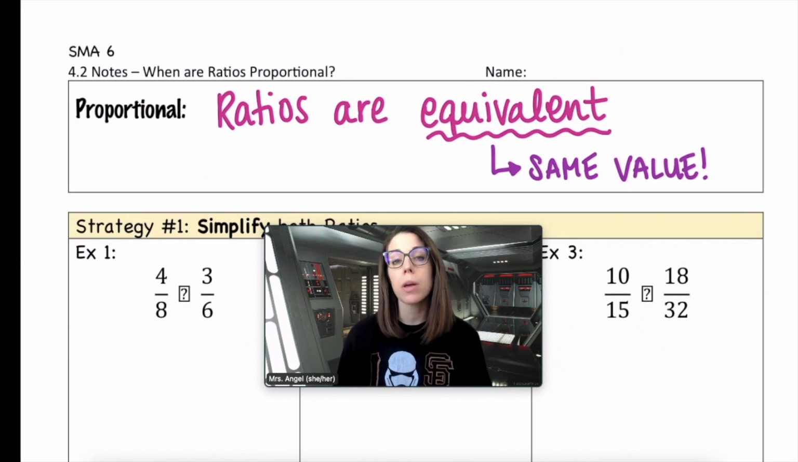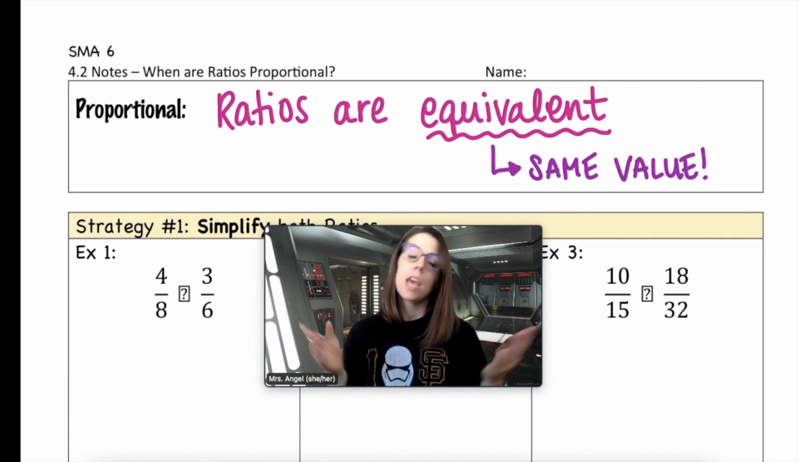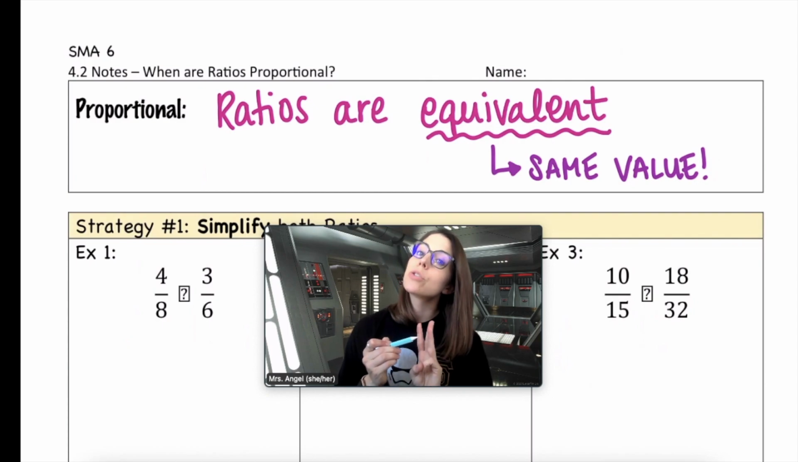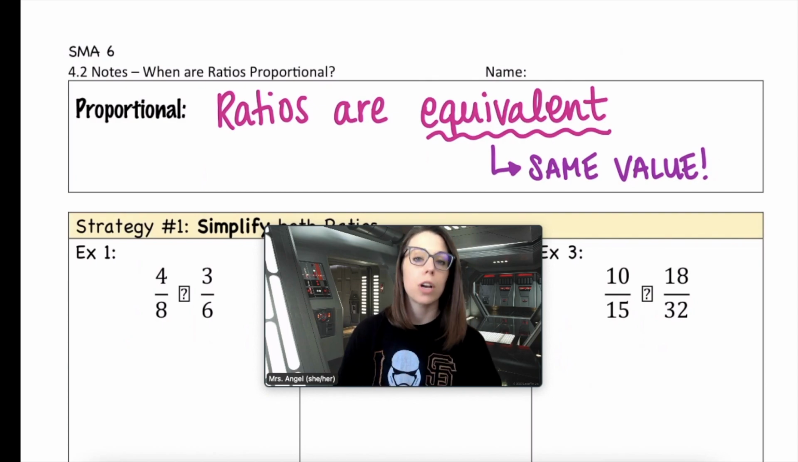Now, all the ratios that we're looking at in this video are in fraction form, and we're going to determine whether or not they are proportional using three strategies. Strategy 1, we're going to simplify both. Strategy 2, we're going to find common denominators. And strategy 3, we're going to use something called a cross product.